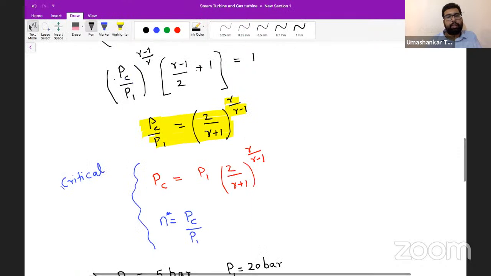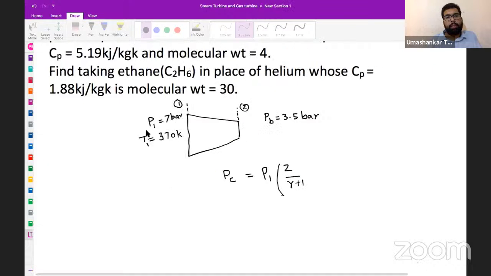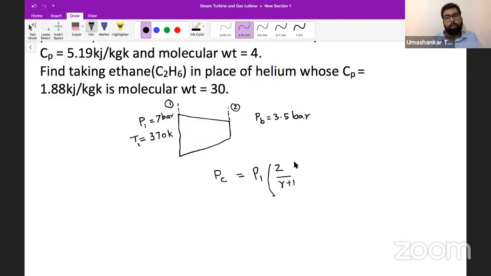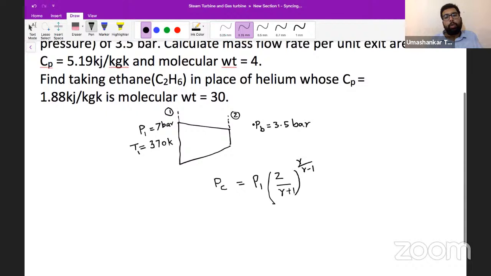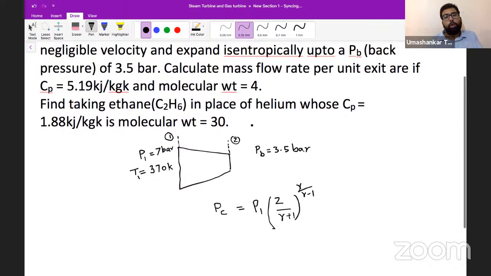Now, Pc upon P1 is equal to (2 upon gamma plus 1) to the power gamma upon gamma minus 1. So this pressure depends upon the inlet pressure and the value of gamma. Or in other words, this critical pressure ratio depends upon the value of gamma only.